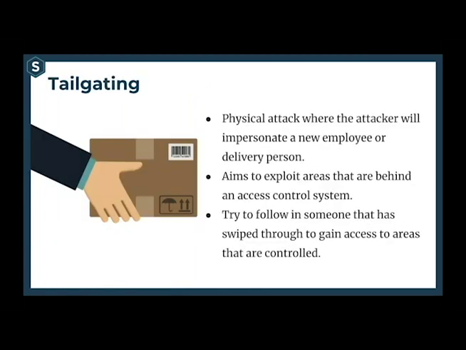Tailgating. This is a physical attack where the attacker will impersonate, say, a new employee or delivery person. They aim to exploit areas that are behind an access control system, usually a locked door, for example. What they will do is try to follow someone that has swiped through to gain access to any areas that are controlled by, say, a swipe key system.